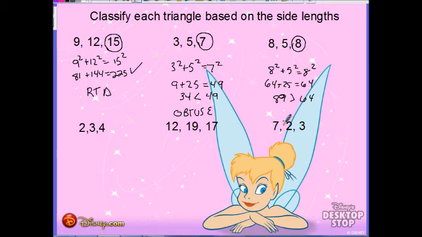Okay, so here we go. 8 squared plus 5 squared, is that equal to 8 squared? Hopefully, as soon as you wrote that down, you knew the answer to that was going to be no. 64 plus 25 is definitely not equal to 64. 89 is too big. Or, the way we can look at that is that c squared was just too small to be equal, making this thing acute.